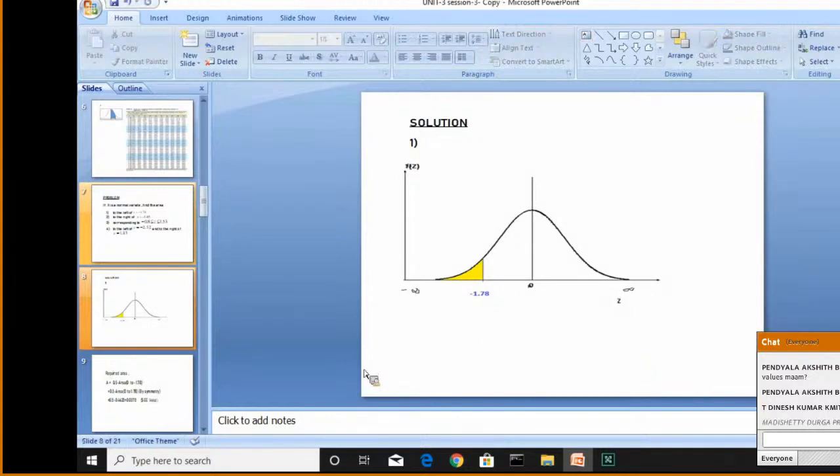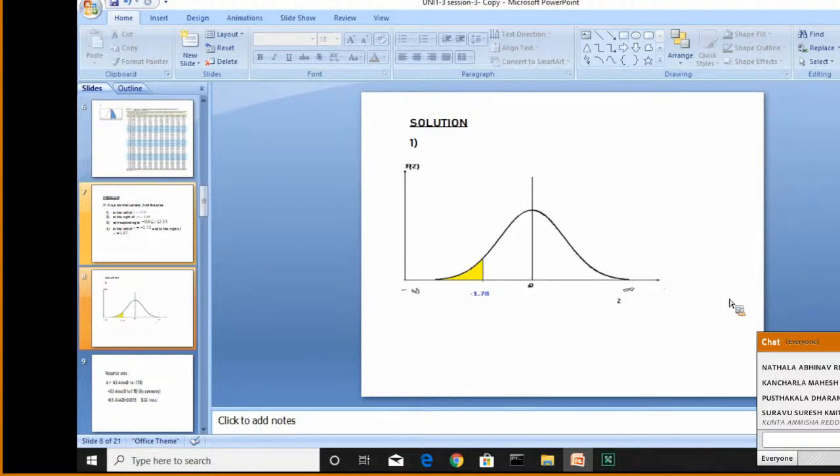Next, we want the area to the left of minus 1.78. Before I do the problem, let me ask one question. What is the total area under the normal curve? Yes, 1. That is good. Another question: what is the area from 0 to infinity? Half. I told you it is symmetric about the y-axis, or about the mean. Same thing, area from minus infinity to 0 is also 0.5.